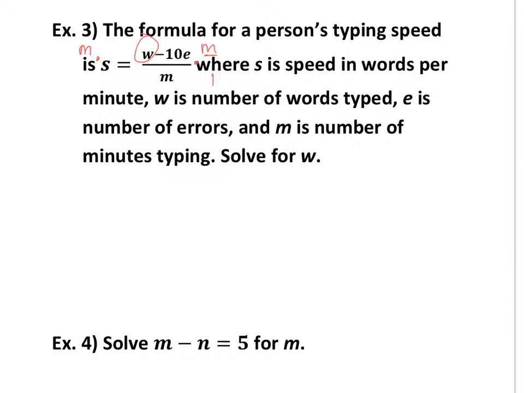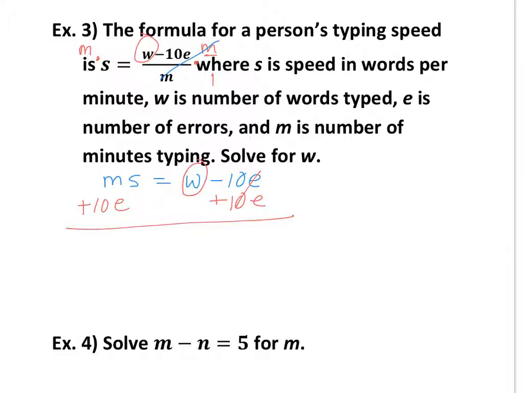That leaves us with MS, or SM, equals, the M's cancel, and you have W minus 10E. Remember we're solving for W, so I want to get that on one side by itself. We have to get rid of minus 10E, so the opposite is to add 10E. The 10E's cancel. These are not like terms, so you can't really combine them. It looks like this: MS plus 10E equals W. We've finally gotten W on one side by itself with a coefficient of 1. So there's our solution.